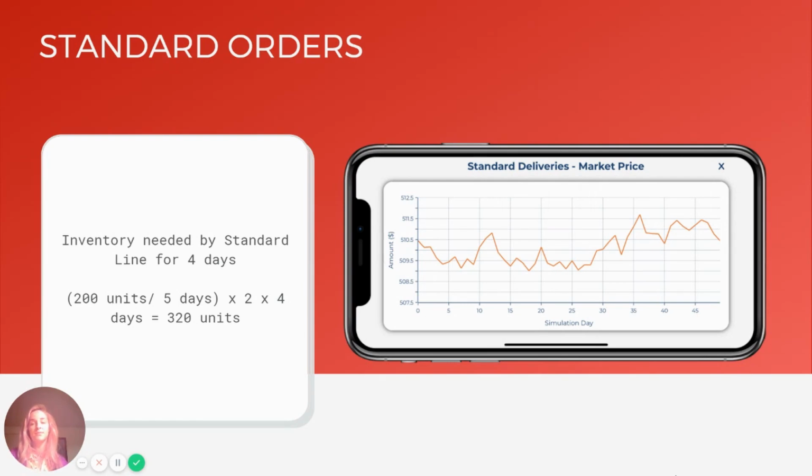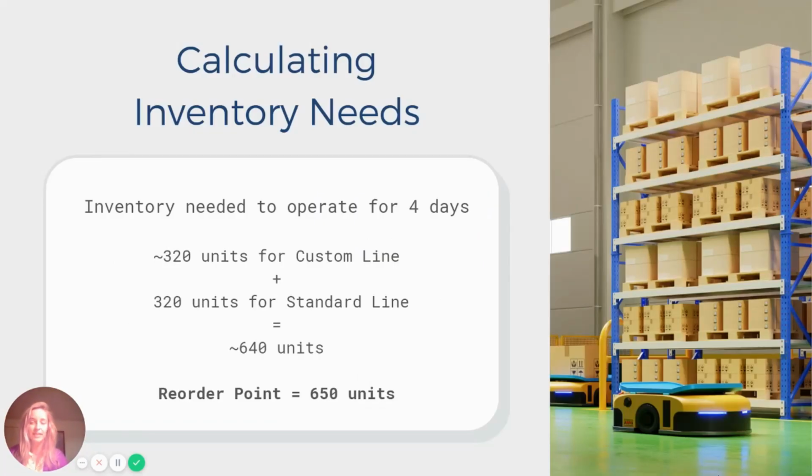successfully for 4 days. Now that we know each line's inventory needs, we can add them together, which gives us a total of 640 units. We'll then add 10 units to act as a buffer to protect us against the variance that we see in the custom line. This brings the new reorder point to 650 units, up from its current 200.